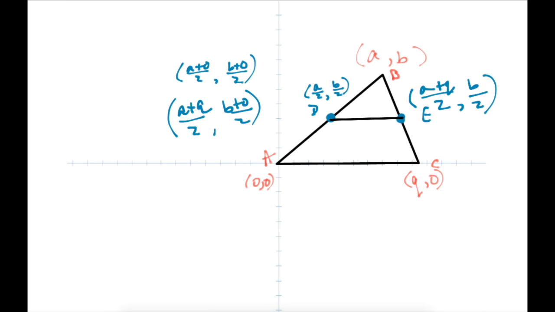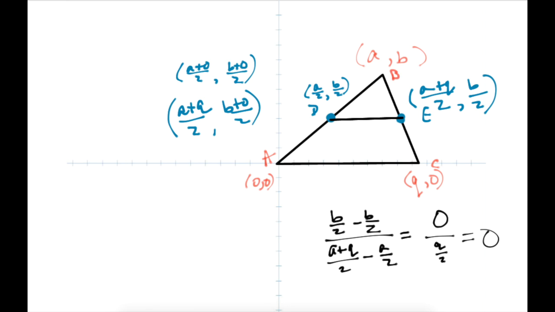To show that's true with D and E, we could use our slope formula, which says we take the difference of the y's, B over 2 minus B over 2, and we divide by the difference in the x's, (A plus Q) over 2 minus A over 2. Now don't stress about the denominator too much because on top we have 0. On the bottom we'd have Q over 2, but that doesn't matter much because 0 divided by anything is 0. So it also is a horizontal line, and so those two are parallel. That's half of the midsegment theorem.